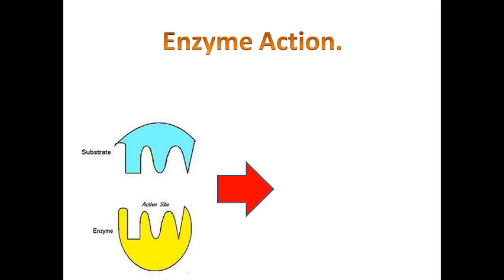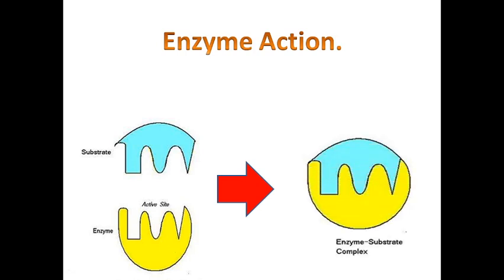I already told you that enzymes are very specific, which means that they act upon a specific substrate. So what happens when the substrate and the enzyme combine? A complex is formed which is termed the enzyme substrate complex, and later this complex dissociates, and the substrate gets changed into the products.